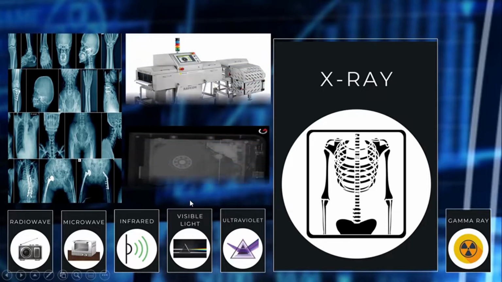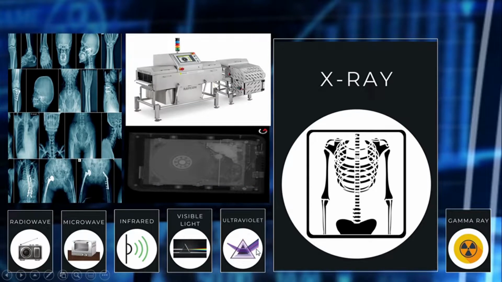Airport security scanner. The short wavelength X-rays can penetrate through metals, which can be used in airport security scanners.